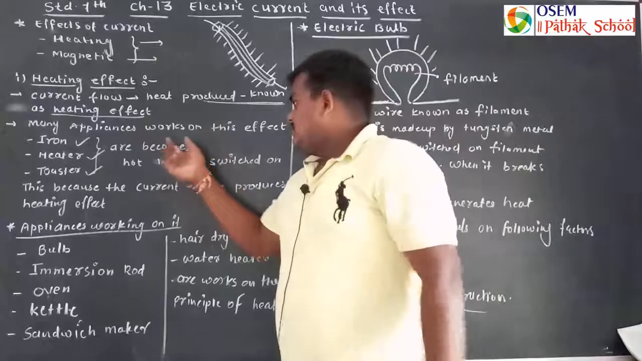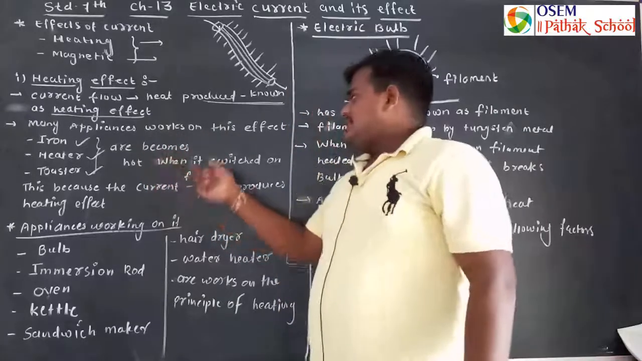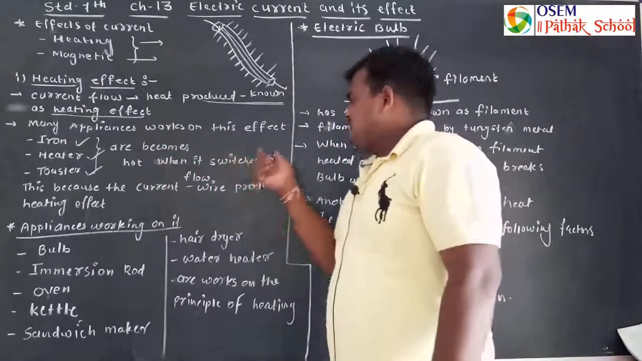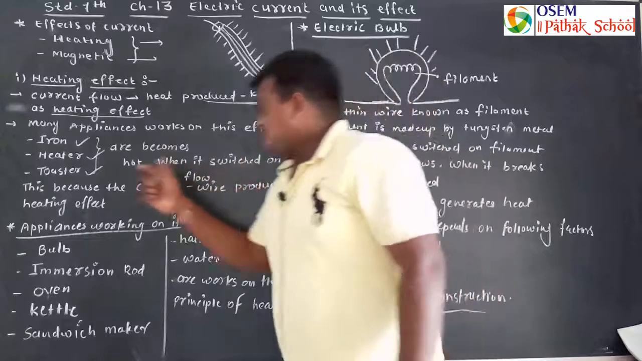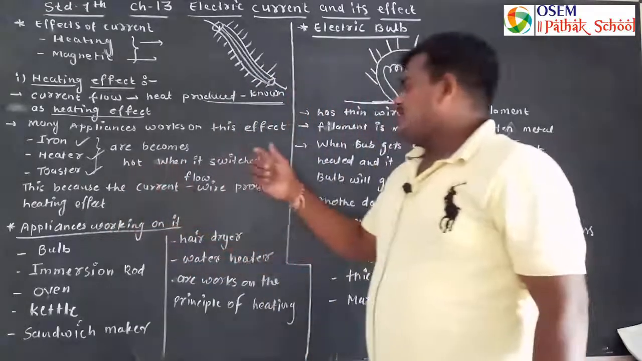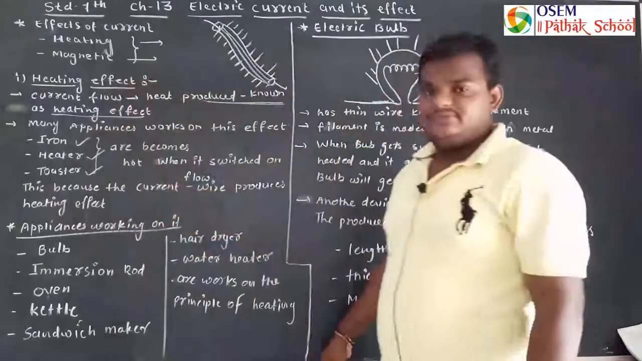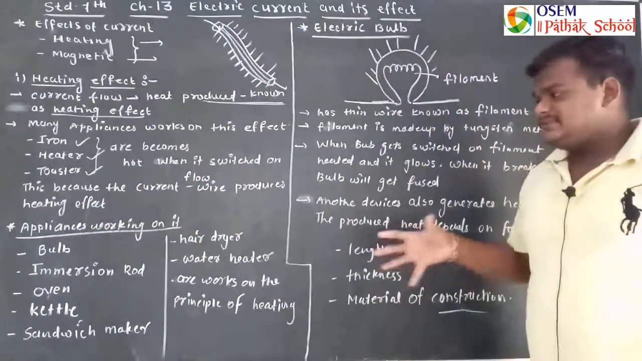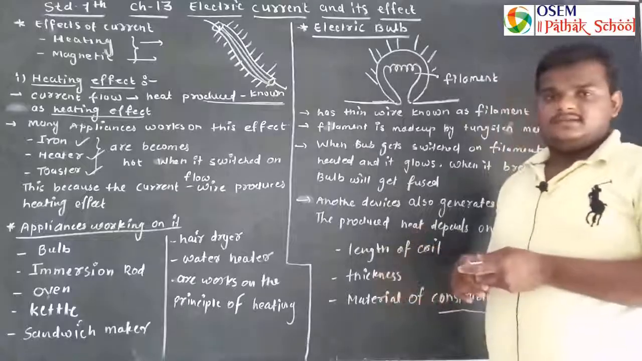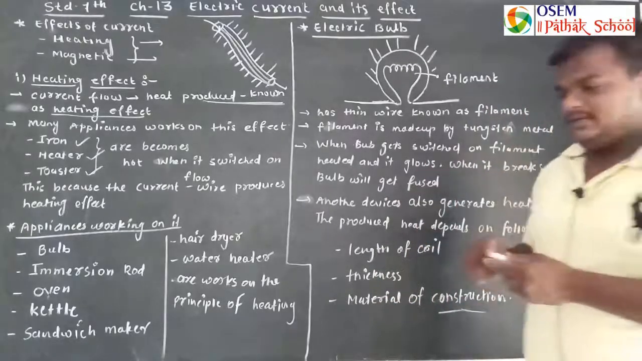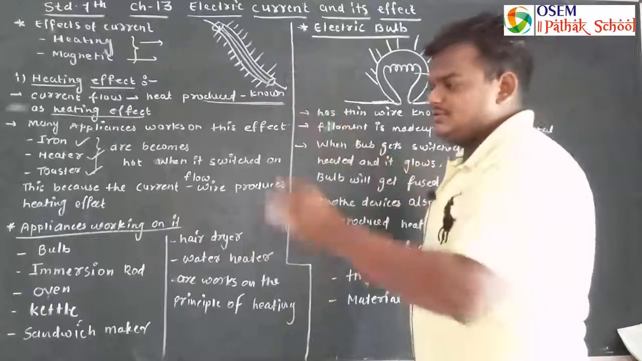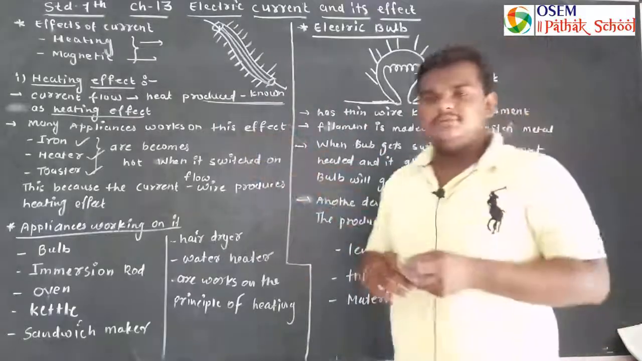So here iron, heater, toaster becomes hot when it's switched on. This is because the current flowing through the wire produces the heating effect. Why is this heat generated there? This is because of the current which is flowing through the wire. Suppose I am taking the example of iron.